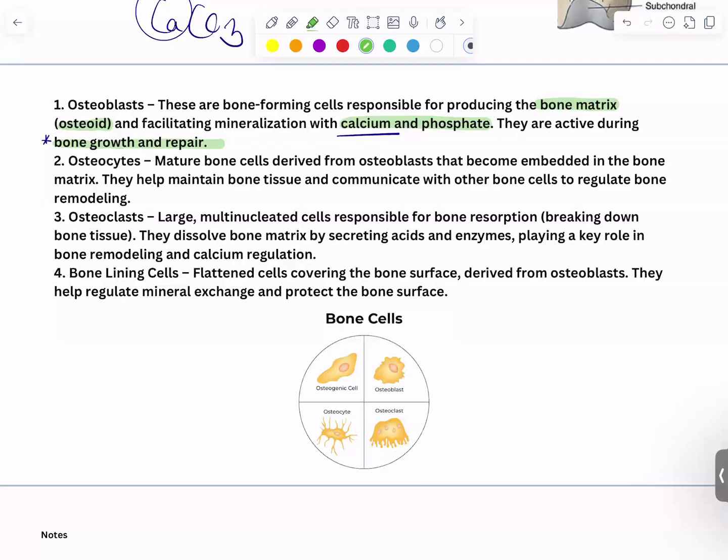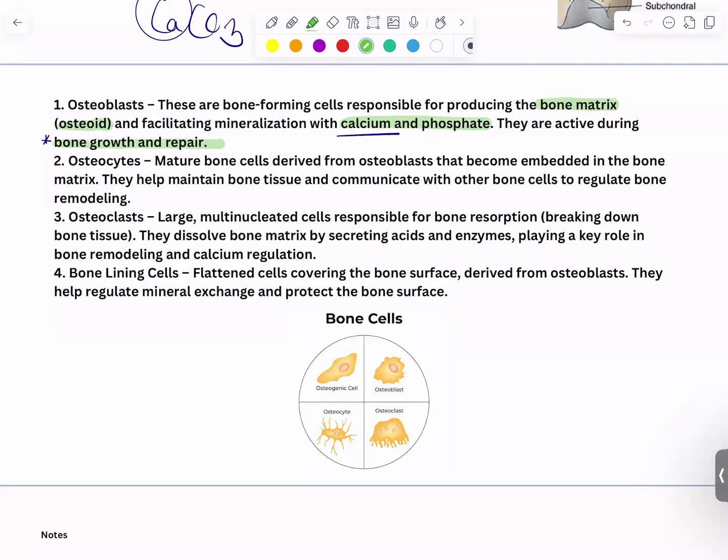Another thing, we have osteoclast. Osteoclast is the opposite of the osteoblast. Osteoblast is forming. Osteoclast is going to remove that structure, or make it smaller. Okay, that's the important thing. Breaking down. That's the word that we can use.